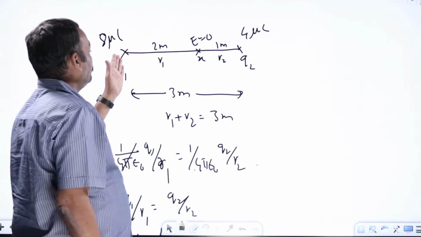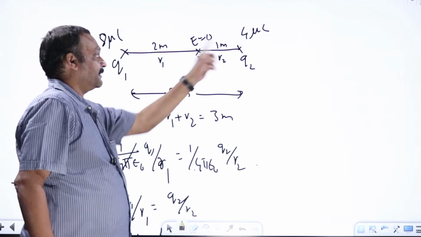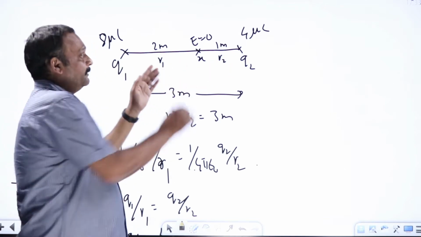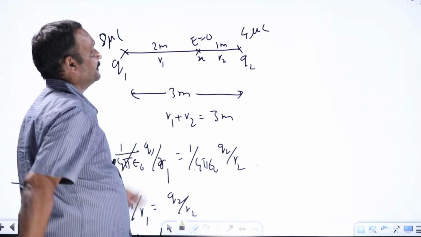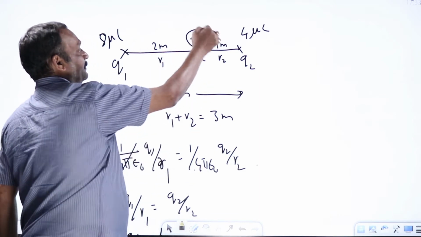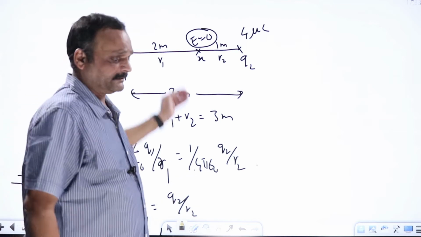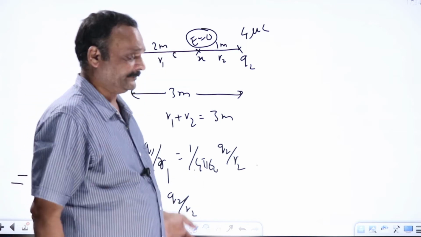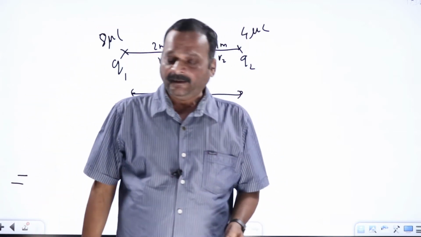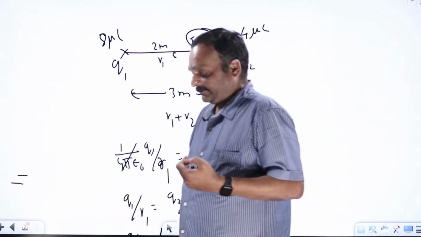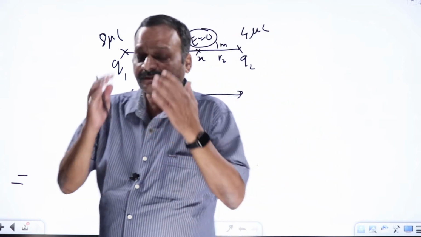Means at 2 meters from the first charge, or 1 meter away from the second charge, on the line in between these two charges, the resultant electric field will become 0. This is one problem, a simple problem. Now next we'll go into how to visualize this electric field.